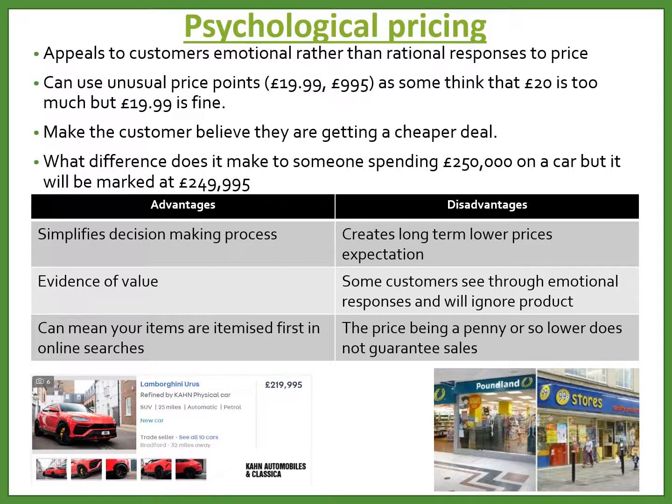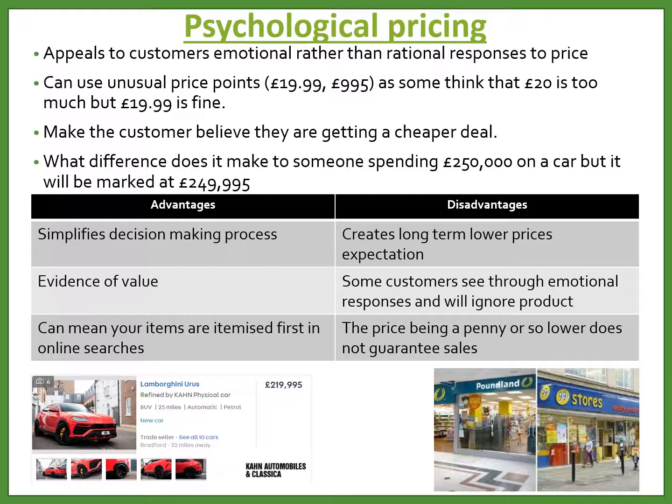And it can mean that your items are also itemized first in online searches. So if people are usually looking at things lowest price first, just putting it down by a fiver can actually mean that you are beating a lot of rivals in being viewed first, which makes you more likely to get a hit, more likely to get a sale.